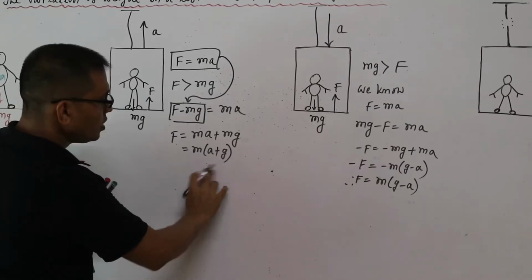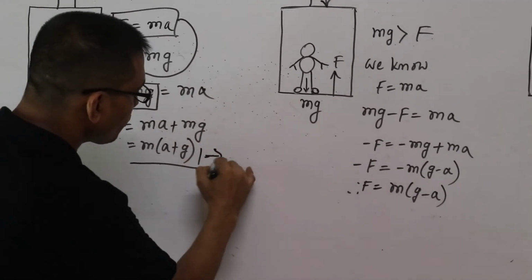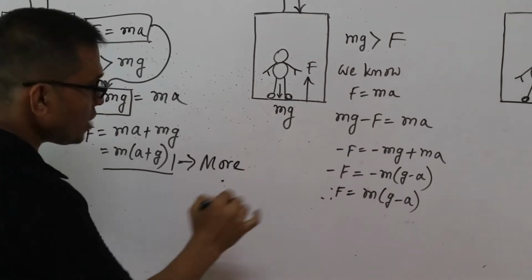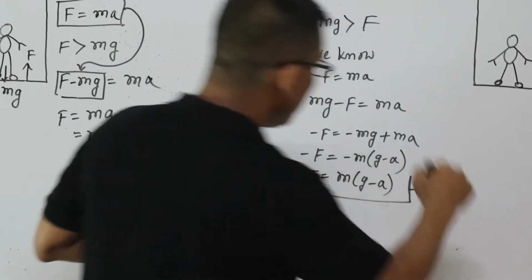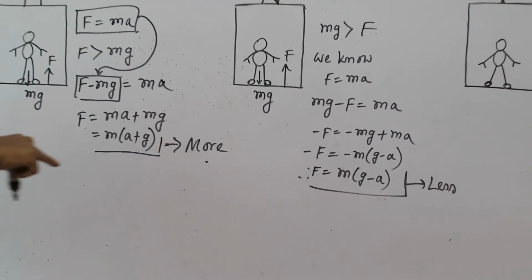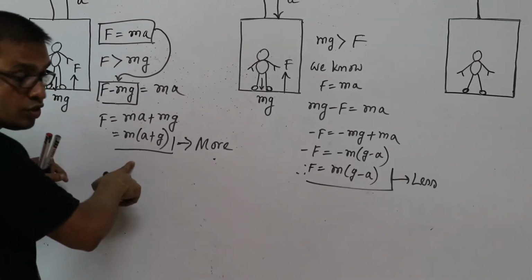Look here, the apparent weight will be more at the time of lifting up, and here less. When the lift goes downwards, you feel less weight. When the lift goes upward, you feel more weight.